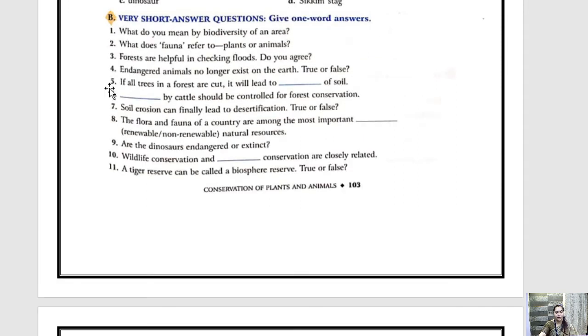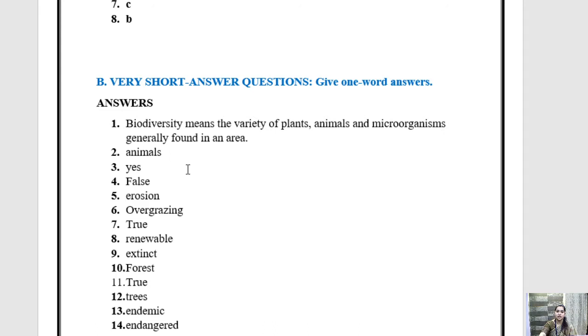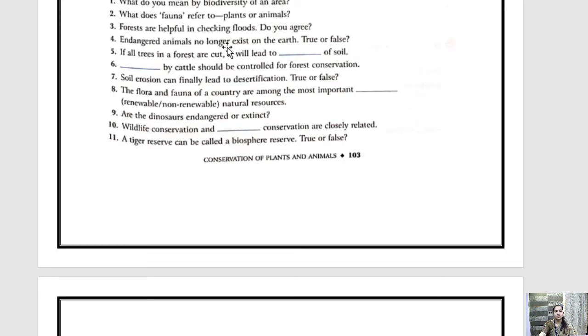Question 5. If all trees in a forest are cut, it will lead to dash of soil. I am repeating the question. If all trees in a forest are cut, it will lead to dash of soil. So if all trees are cut in an area, erosion of soil will occur. There will be soil erosion. So write here erosion of soil. For question number 5, the answer is erosion.